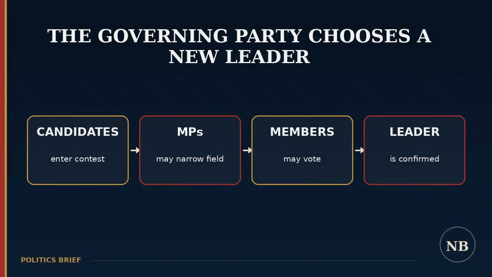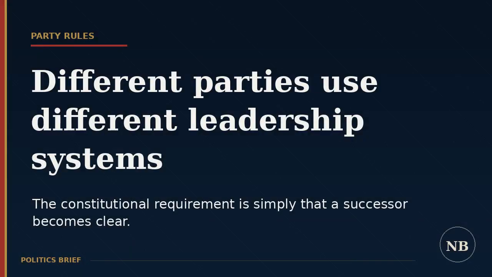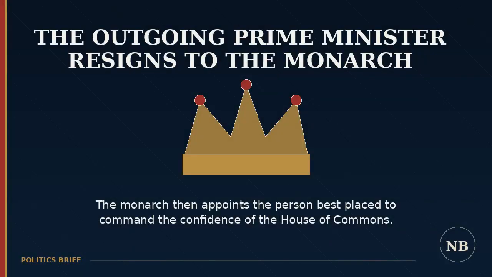This does not mean the monarch personally chooses the Prime Minister according to political preference. The modern monarch is expected to remain politically neutral. The political process must make clear who is capable of forming a government. The new Prime Minister then enters Downing Street and appoints ministers. No new general election is automatically required because the membership of the House of Commons has not changed. The same Parliament continues. This has happened many times and under different political parties.